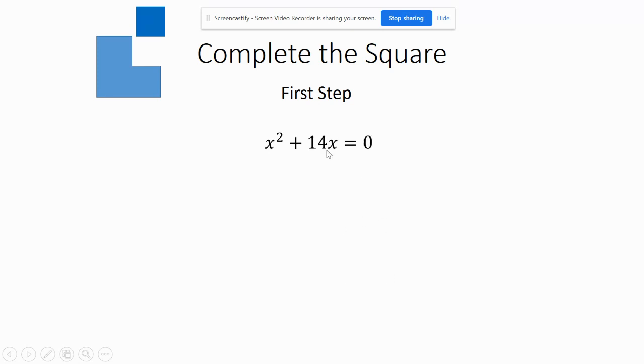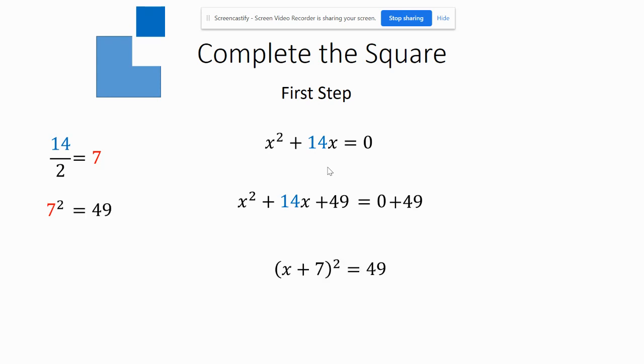So once again, to get this complete square so I can have a binomial term, I'm going to take this 14 and divide it by 2. And 14 divided by 2 is 7, and 7 squared is 49, which I'll add to both sides.